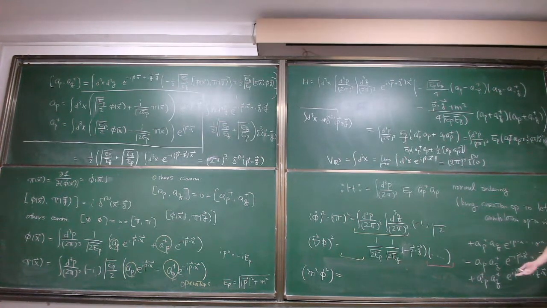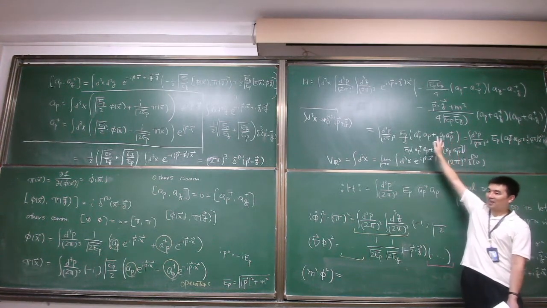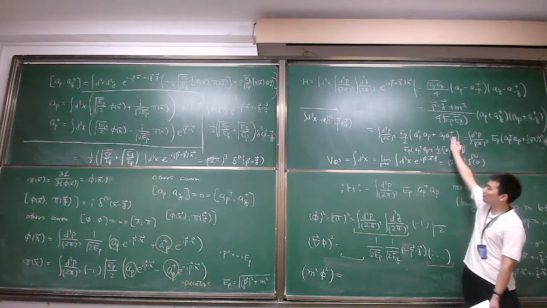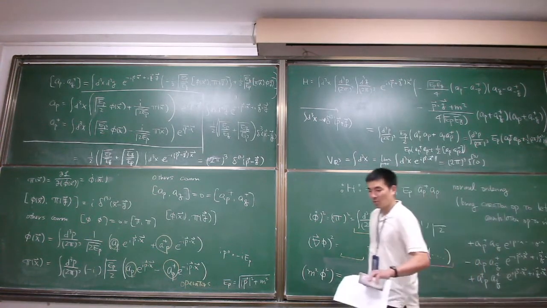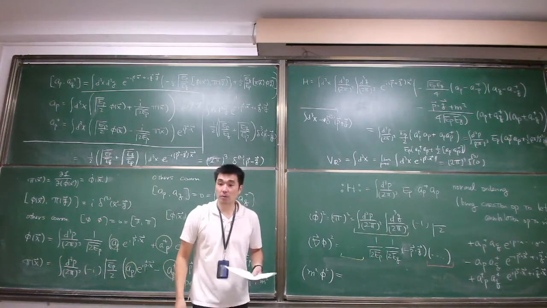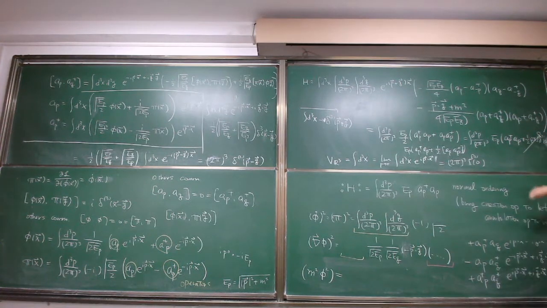You just forget about the ordering, bring the creation operator to the left, annihilation to the right, and simply forget about this constant. That's called normal ordering. That's the kind of procedure we will do. We will drop this term because it can be understood as the volume of space-time. Any question? Is it okay?